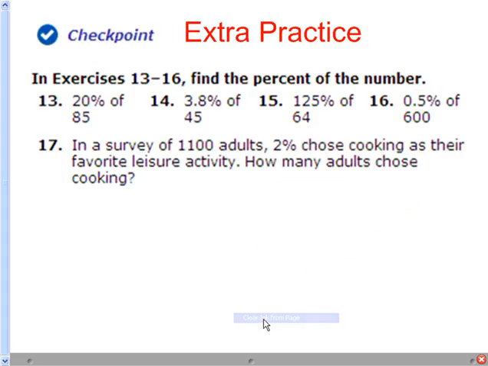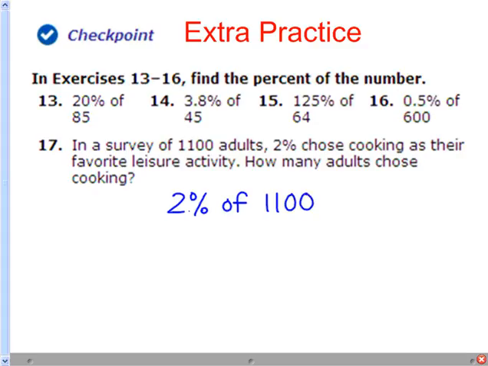Last practice problem here, number 17. In a survey of 1,100 adults, 2% chose cooking as their favorite leisure activity. The question is, how many adults chose cooking? So I'm looking for 2% of all the people who were surveyed, and that was 1,100 people.